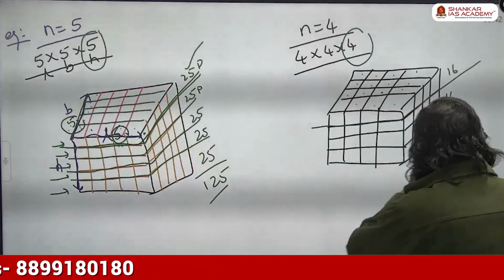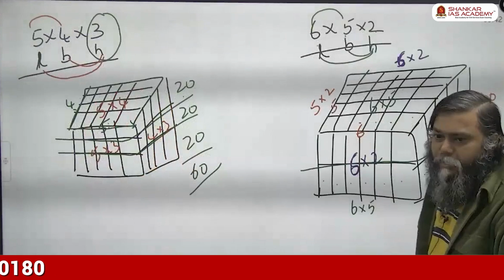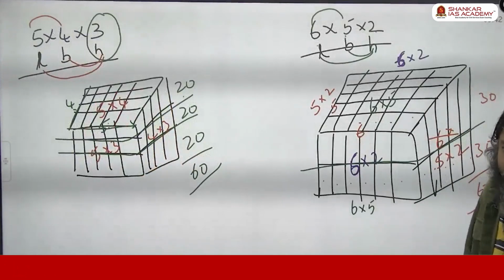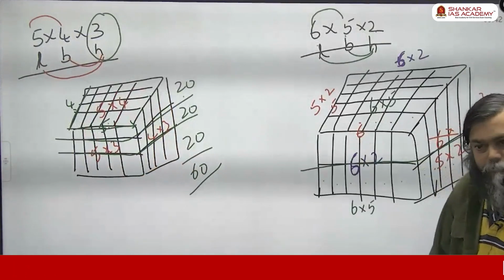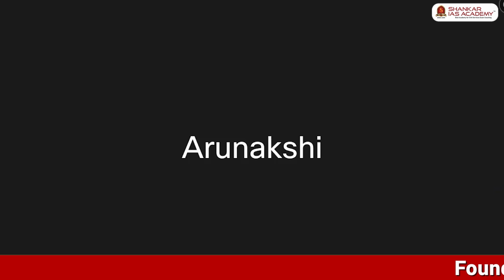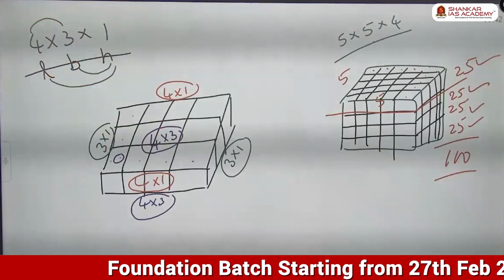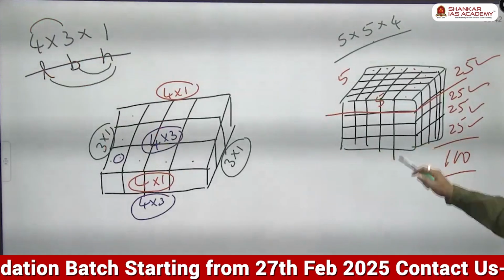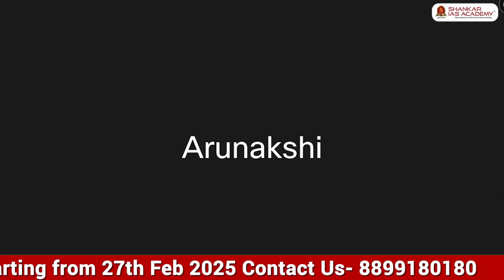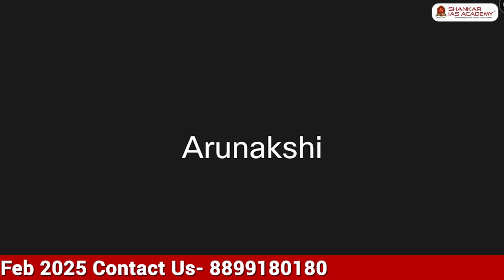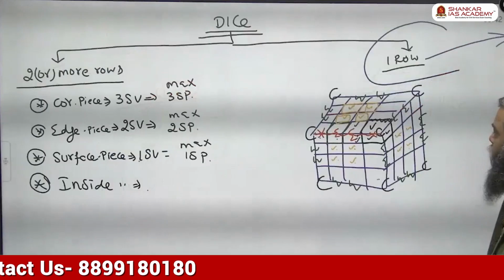Tell me, in this one, is an inside piece possible or not possible? Is the inside piece there or not? Yes. No. No. Yes. Understood or not? How to calculate that is for a later part. All have understood up to here.